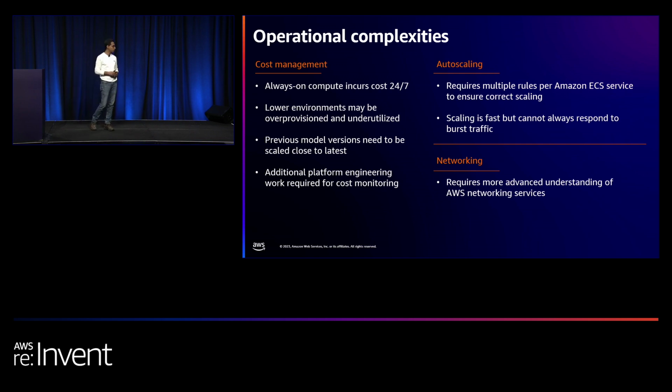The other problem was with the auto-scaling. With every ECS service, they had to manage multiple scaling rules and policies. And again, when there was a burst traffic pattern, it was fast, but not fast enough to meet their needs. And most importantly, networking. As you saw in the previous slide, they had to tie together a lot of infrastructure pieces. So they required a very advanced understanding of AWS networking services, what the nuances are, and how they can leverage all these pieces efficiently.